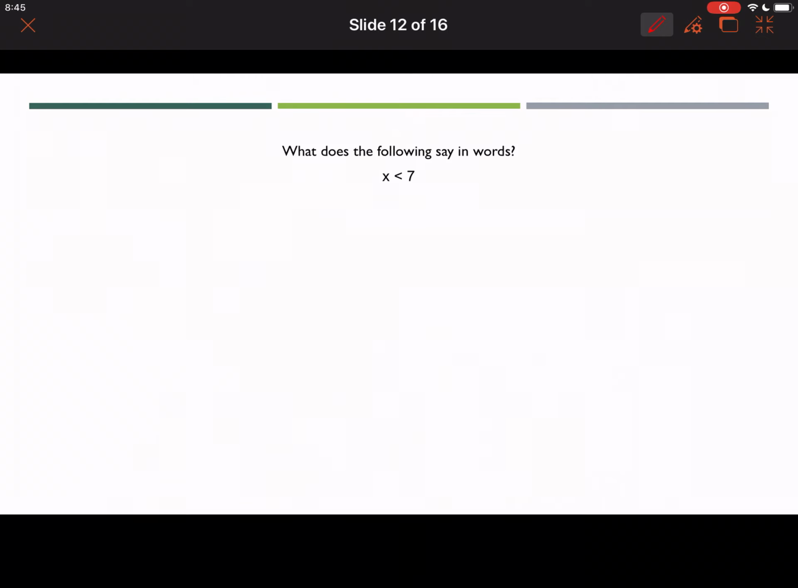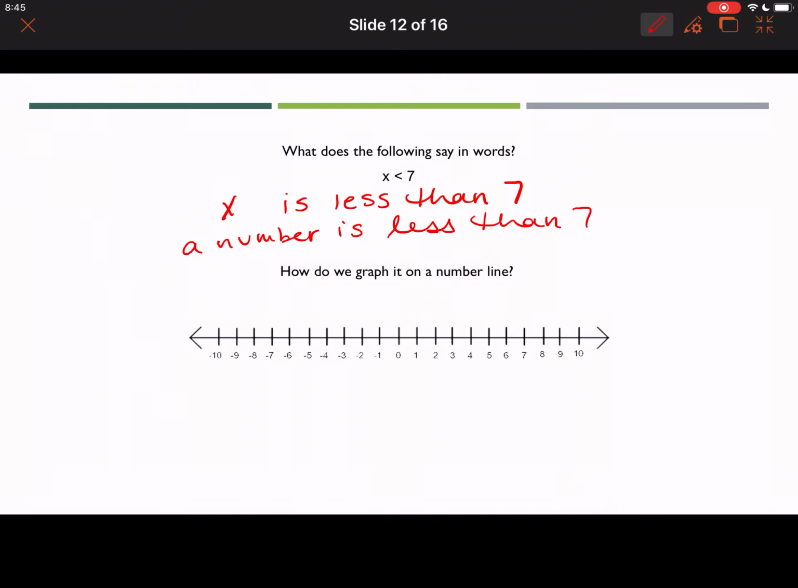So what does this say in words? It says X is less than 7. And X is really a number. So it's kind of like a number is less than 7, right? Now, how do we graph that on a number line?